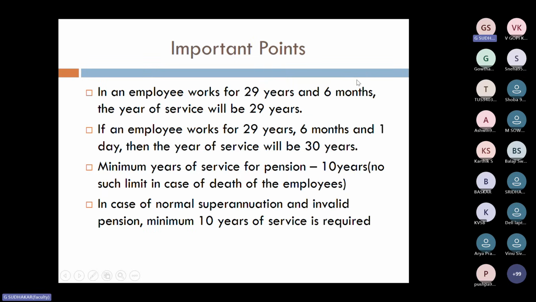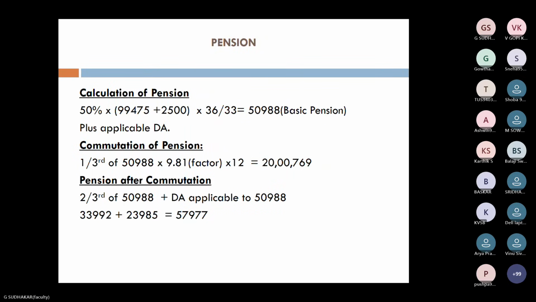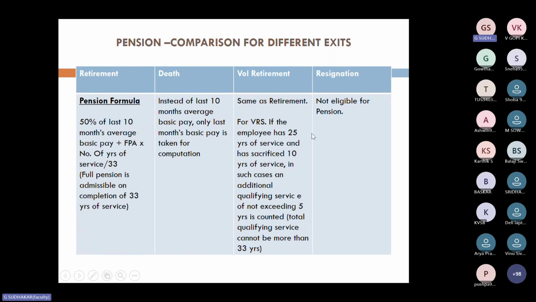Resignation: in case of resignation, the employee will not get any pension benefits. The employee will get gratuity provided he worked for 5 years, but pension is not payable in case of resignation. So there is a separate formula for retirement, a separate formula for death, and the same formula for VRS, but the proportionate amount should be taken care of.